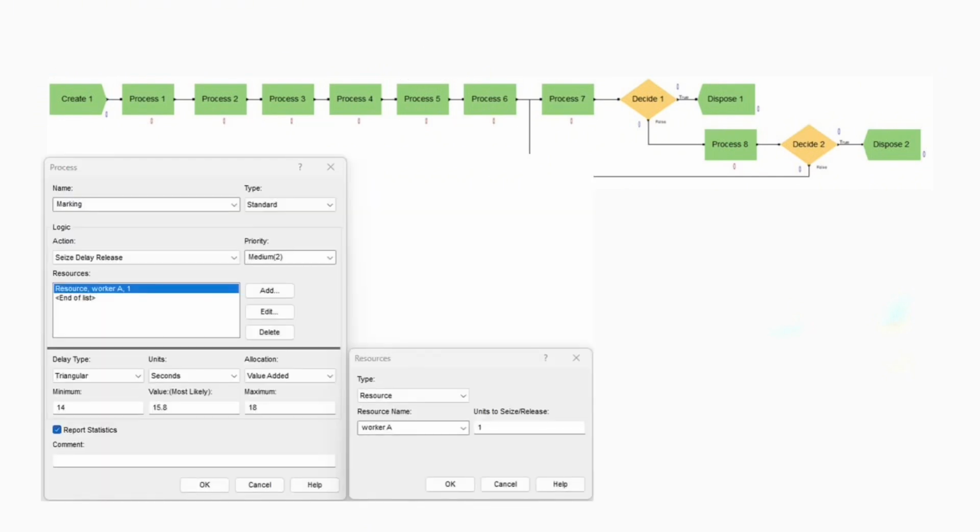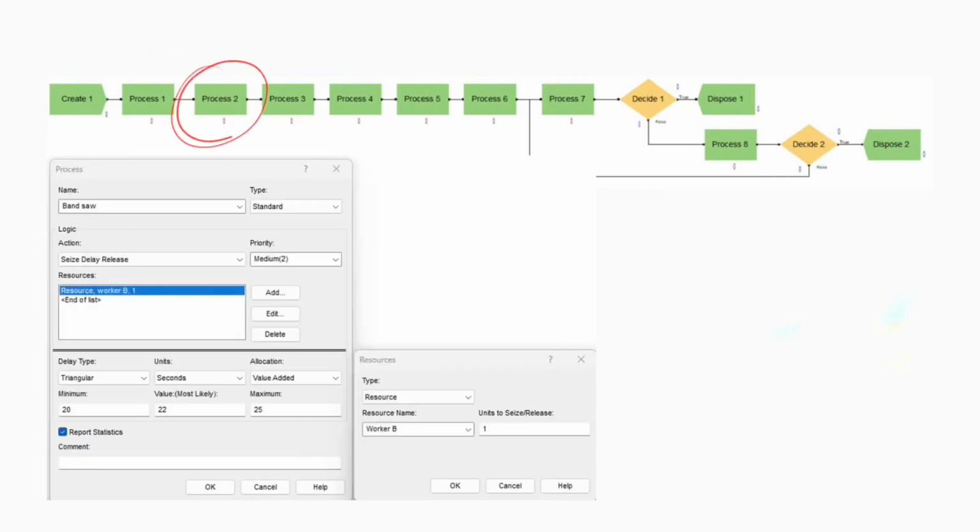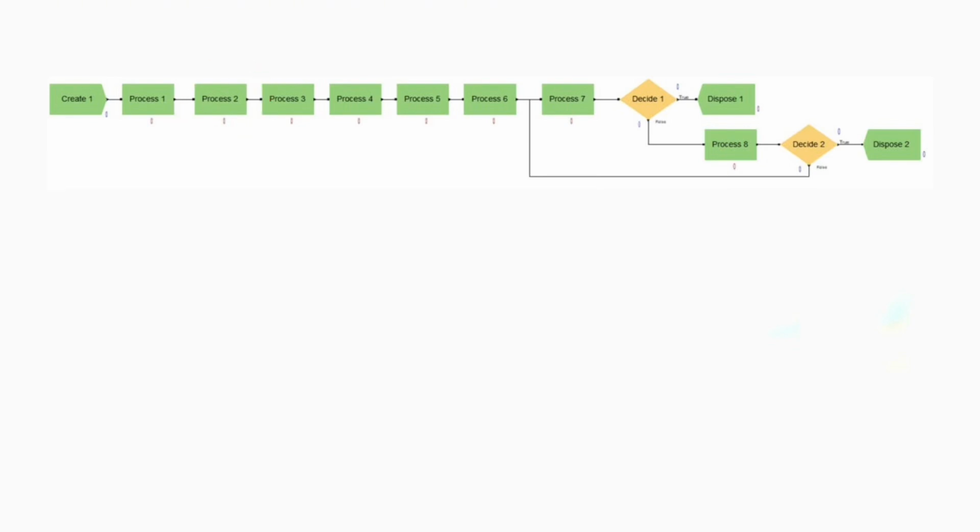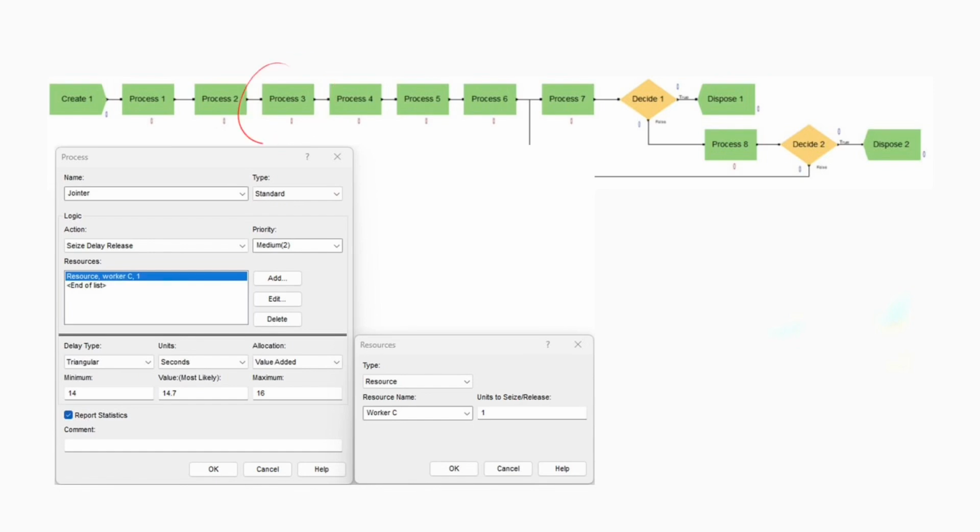The first process is marking, where the value for minimum is 14, most likely is 15.8, and maximum 18. The second process is bandsaw, where the value for minimum is 20, most likely 22, and maximum 25. The third process is jointer, where the value for minimum is 14, most likely 14.7, and maximum 16.